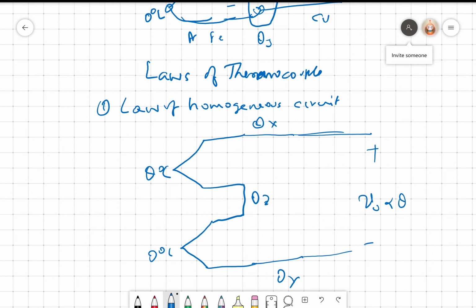So if there is a temperature gradient, let's say I am measuring this at 1000 degrees centigrade, and let's say this is at room temperature, 27 degrees centigrade, there will be a temperature gradient which will not affect our measurement. This is the beauty of thermocouples. So we call this the law of homogeneity.